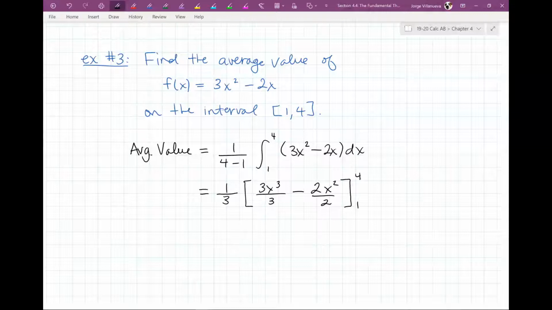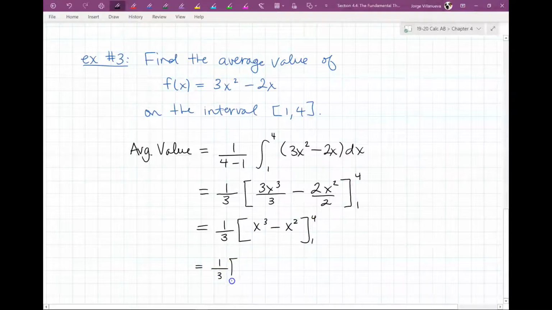Okay, so I'm adding 1 to the power, dividing by the new power. So let's go ahead and plug in the numbers. 1/3. Actually, let me rewrite this. X cubed minus x squared. I just realized I could simplify it. So 1/3.